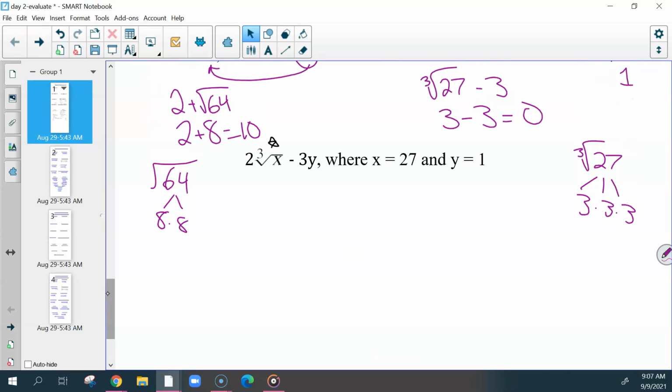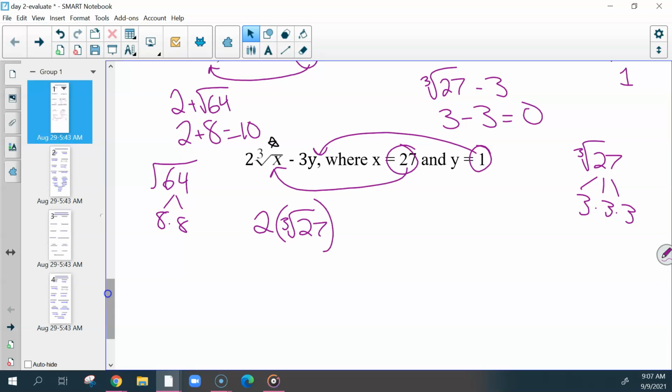Right, this last one has a cube root with one variable and something else with a different variable. Hold that thought. We're going to put 27 underneath the cube root. We already know that answer is going to be 3. Then we're going to put 1 in for y. So we have 2 times the cube root of 27 minus 3 times 1. When you have numbers being multiplied to or added to a square root or cube root, it might help to put parentheses there.